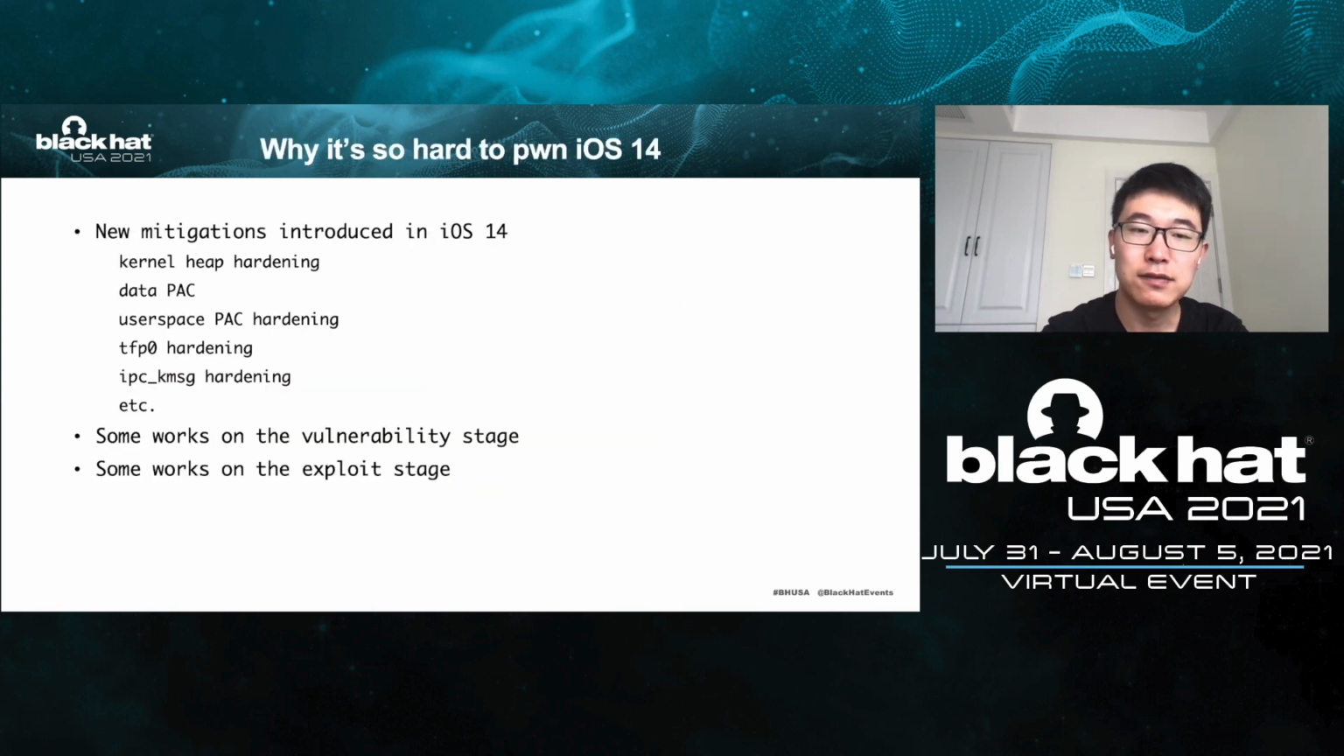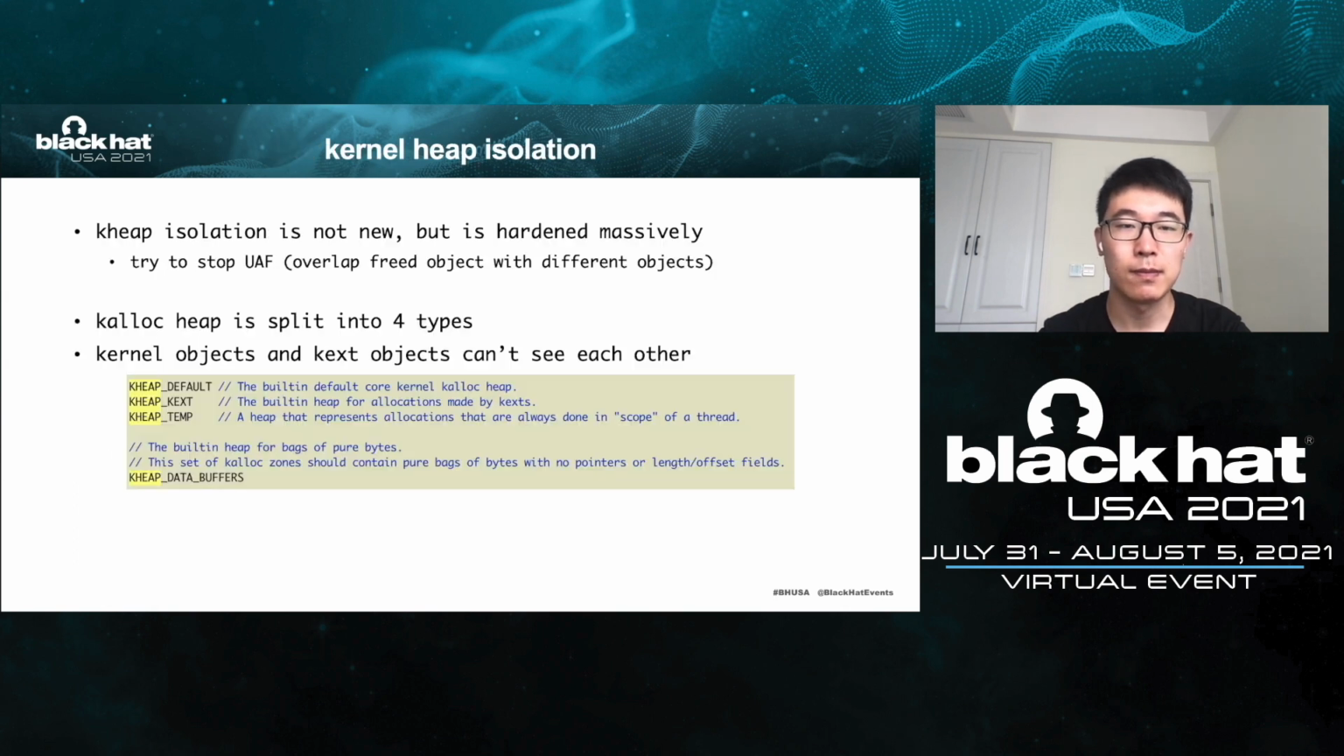Why is iOS 14 so hard to pwn? Well, iOS 14 introduced lots of new mitigations, such as the kernel heap hardening, data PAC, user space PAC hardening, TFP0 hardening, IPC kmsg hardening, and so on. Some work on the vulnerability stage, some work on the exploit stage, making iOS more secure than before.